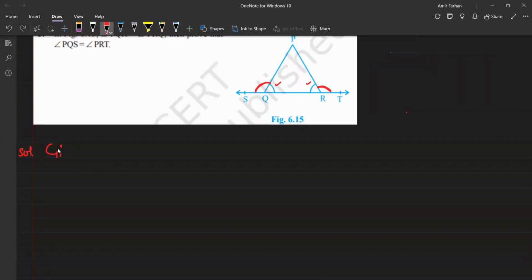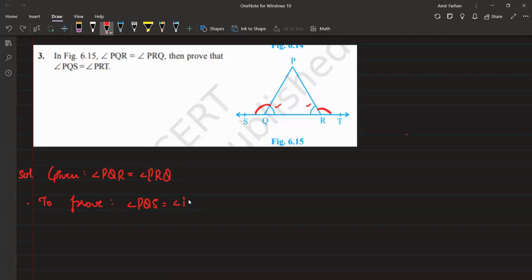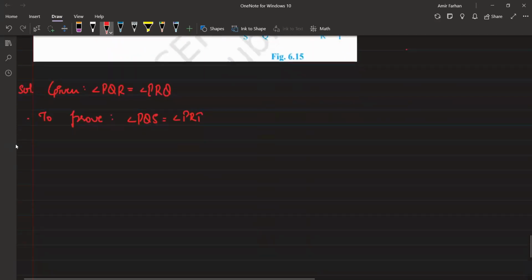So, what is the given part here? Given: angle PQR and angle PRQ are equal. Okay, it's given. What you need to prove? To prove is angle PQS is equal to angle PRT. Very good. Clear? So next thing is that, let's come to the proof here.